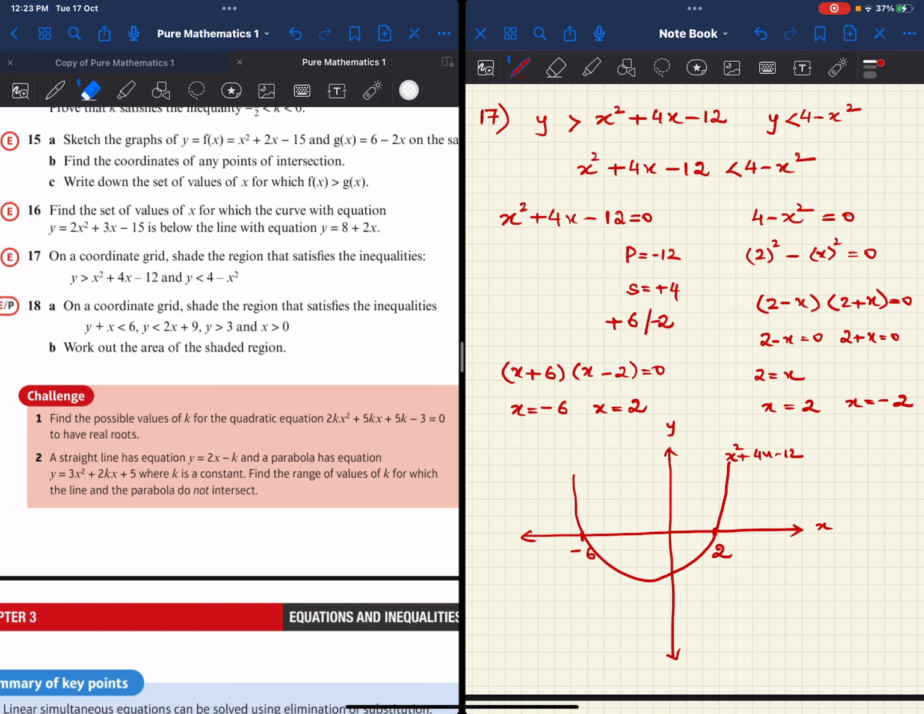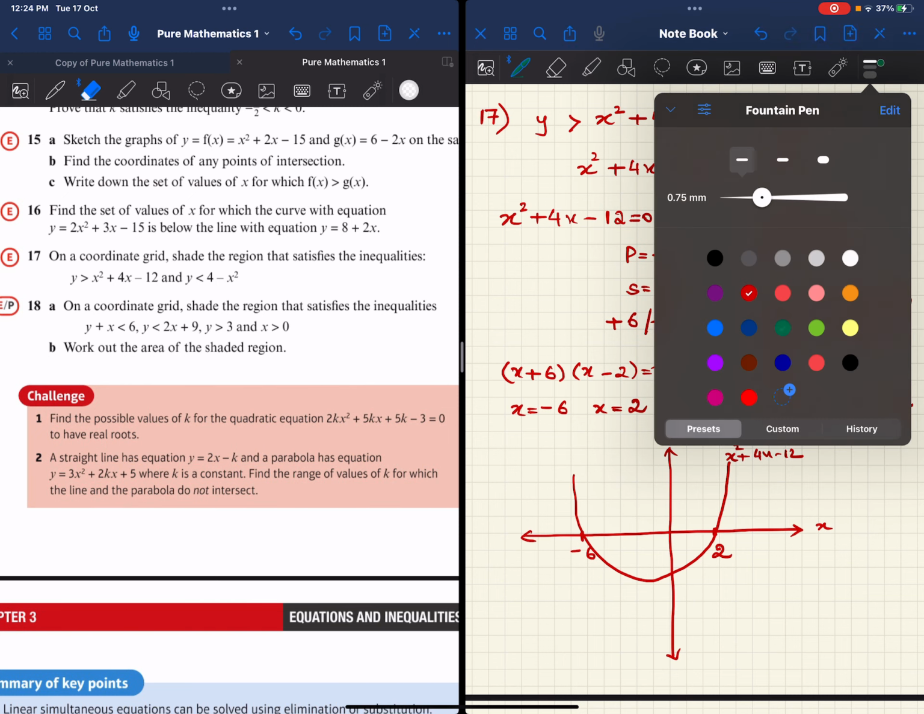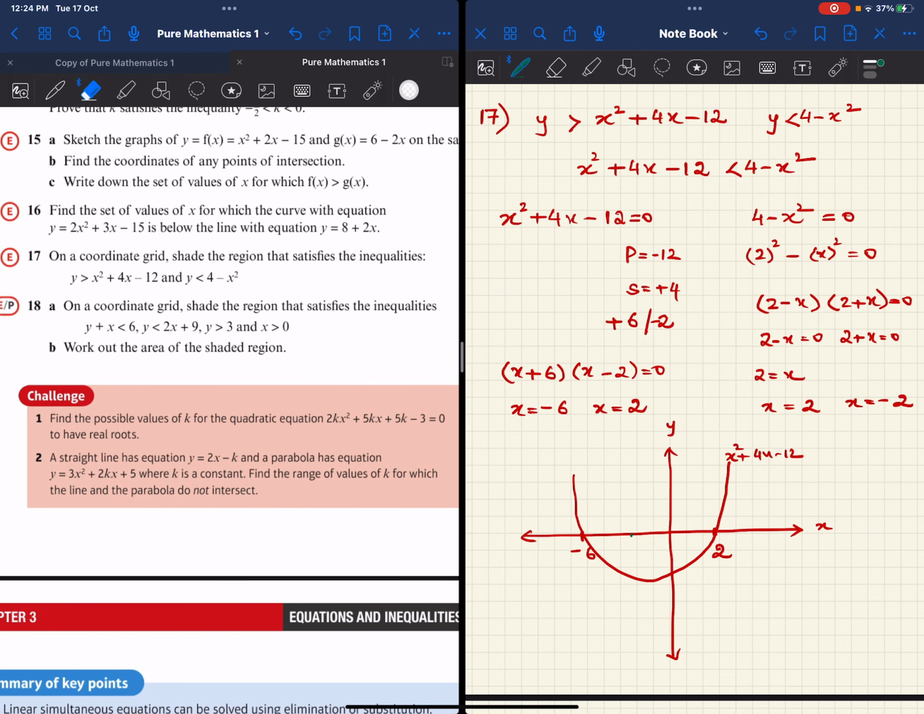Now, moving to the other graph, I have another quadratic curve, but this quadratic has a minus coefficient with x squared. Therefore, it's going to be inverted, or n-shaped. The intercepts are 2 and negative 2. So I'll mark here negative 2, using another color. It's an inverted graph. So that's the graph of 4 minus x squared.